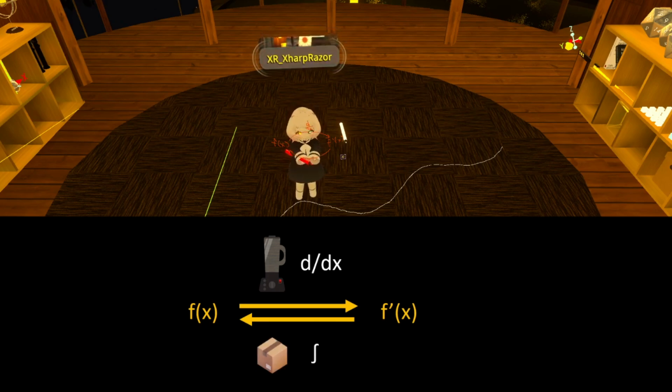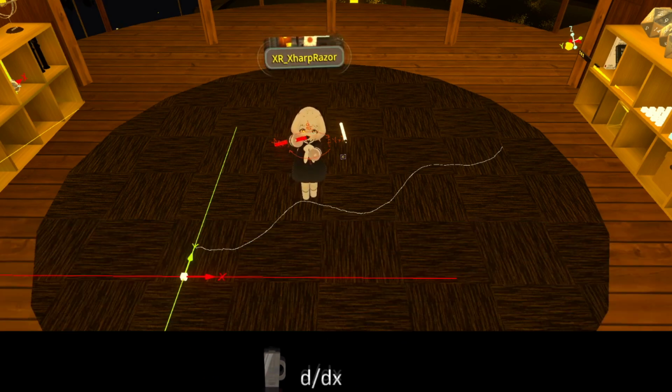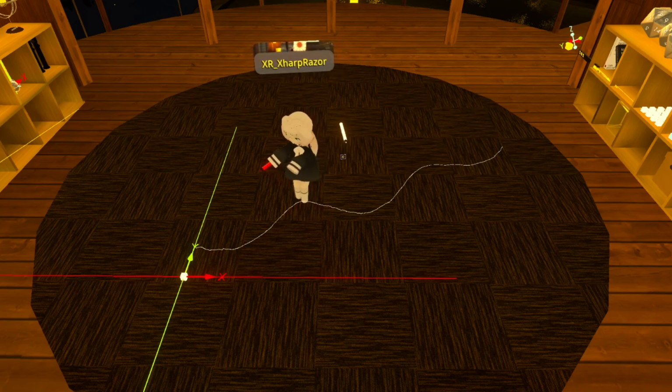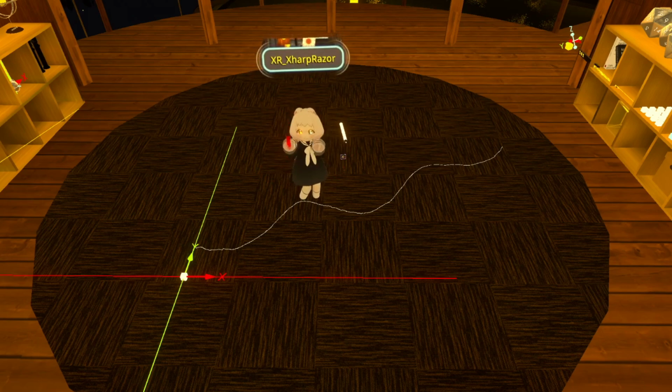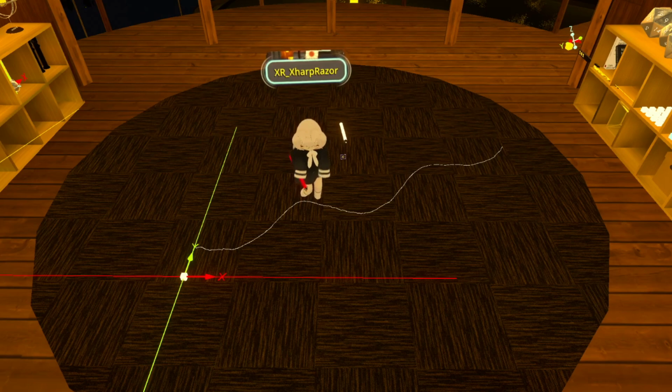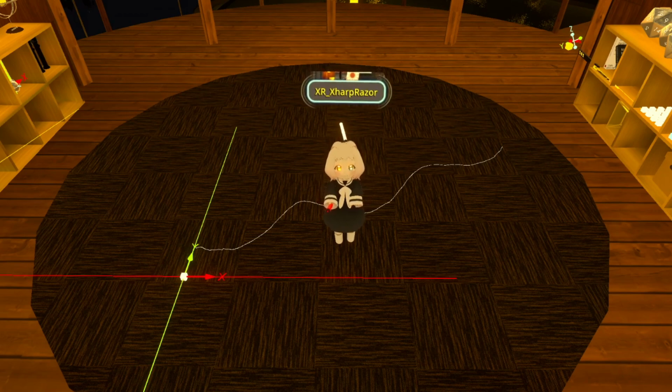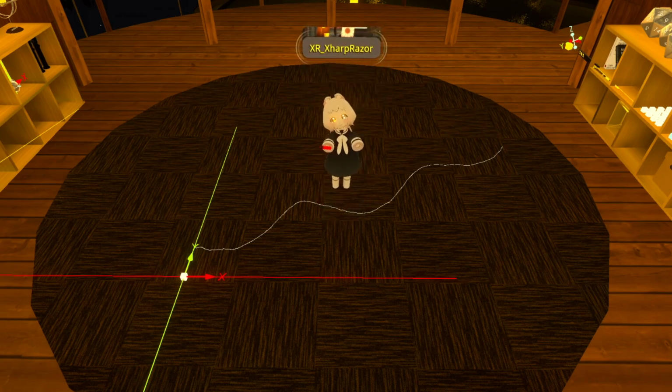Okay, so we have that. Now when most of the teachers talk about the integral, they will say something like, if we have a function and then you take the integral of it, you will get the area under the curve until the x-axis. And then most of the students will just immediately ask, why? Including me.